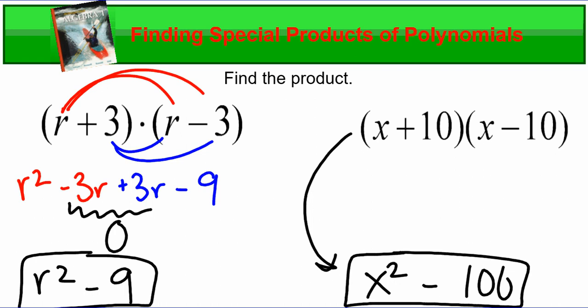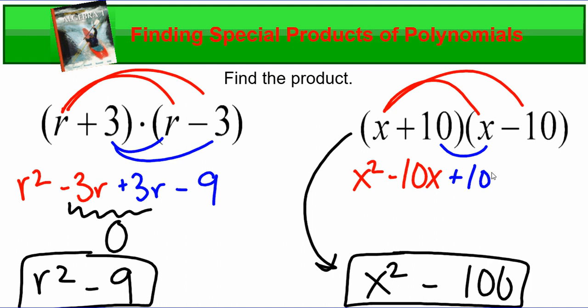If you can't and you need to show your work, that's okay too. You'll just get x squared and then a minus 10x. And then a positive 10x, and then a minus 100. When you combine your like terms, you're going to get the same answer. And that's the last special multiplication one.